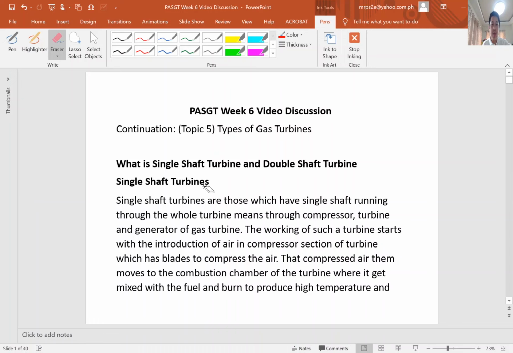Single shaft turbines are those which have a single shaft running through the whole turbine, meaning through the compressor, turbine, and generator of the gas turbine. Later I will show you the diagram or the drawing which illustrates what single shaft turbines are.